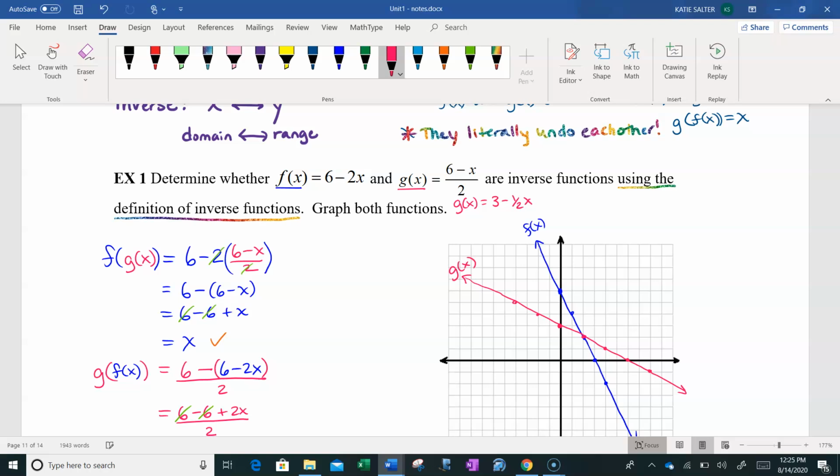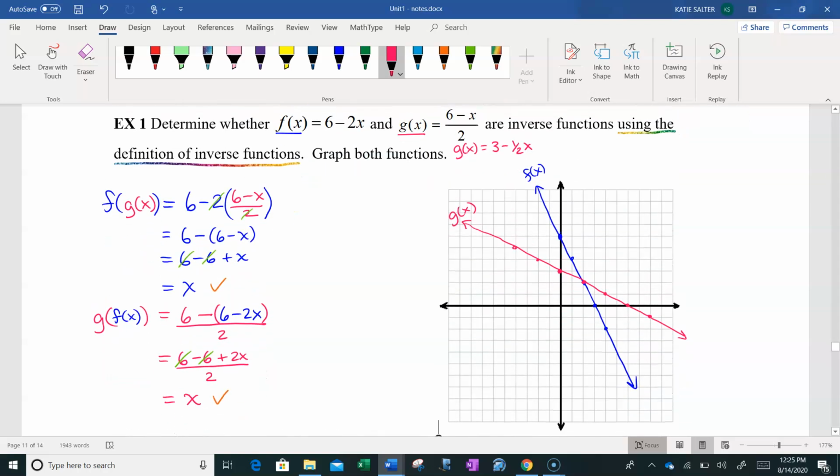Okay, then I am going to graph the line y equals x, because that is what we want to look for. If these two functions are truly inverse functions, they should reflect over the line y equals x. So what that means is if we were to fold our paper along this line, these two graphs should come together perfectly. They should be a mirror image, a reflection over that, and we can see that they are.